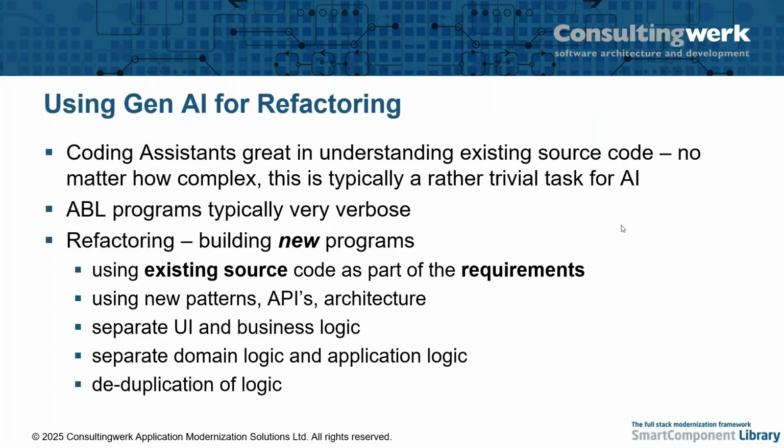That allows us to separate UI and business logic, and separate domain logic from application or framework logic. And through the explanation of what code does, AI can also help verify whether two blocks of code really do the same stuff and are therefore a duplicate, and one of them should be eliminated.